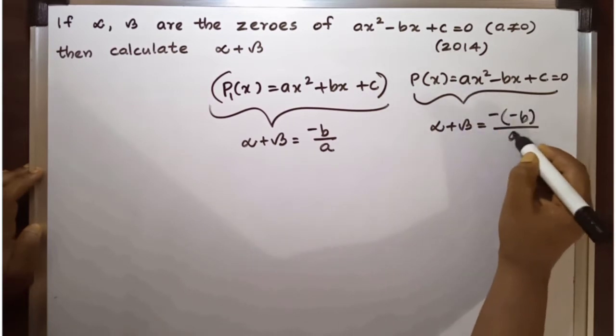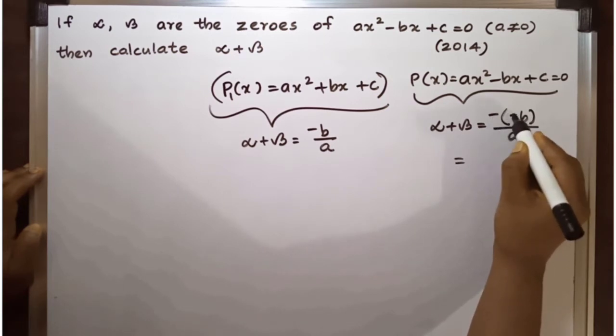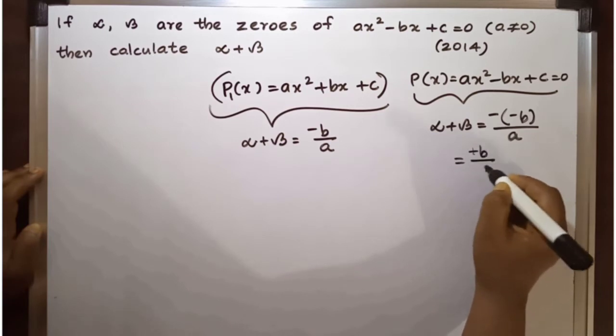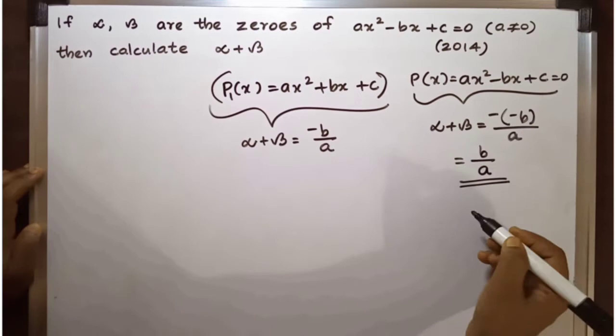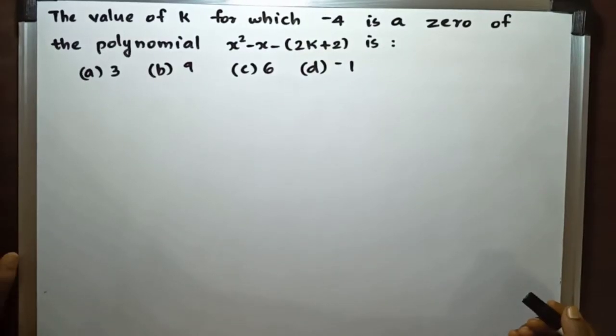Coefficient of x square is a itself. So, here minus of minus is plus, that is positive, plus b by a, or we can just avoid that positive symbol and the answer is b by a. Now we are going to discuss some extra questions.